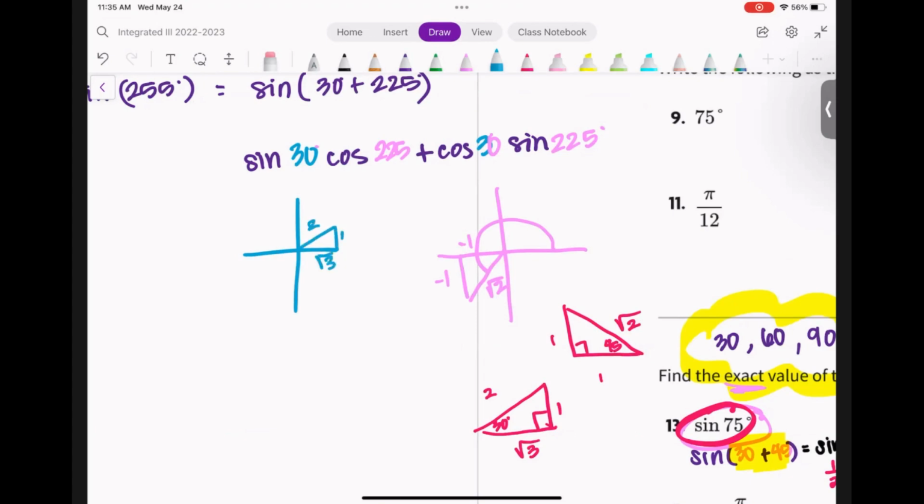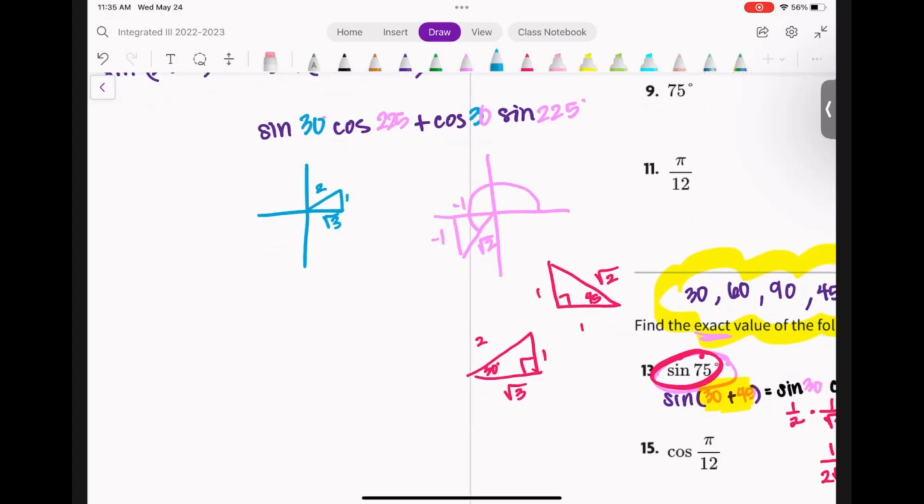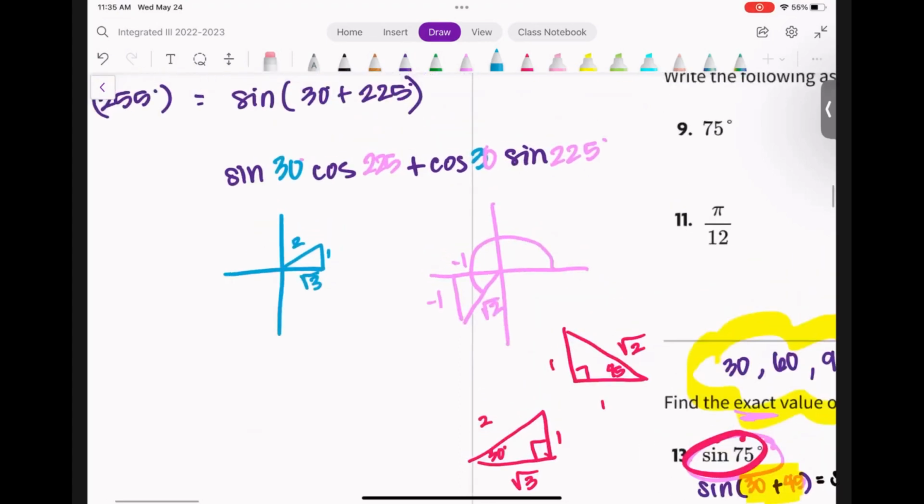Let me check my signs. No negatives. So now I'm just going to fill in those numbers right there. And I wish I would have left a little bit of room. I'm going to move this just so I can write right under it. And then you guys can kind of see what I'm doing.